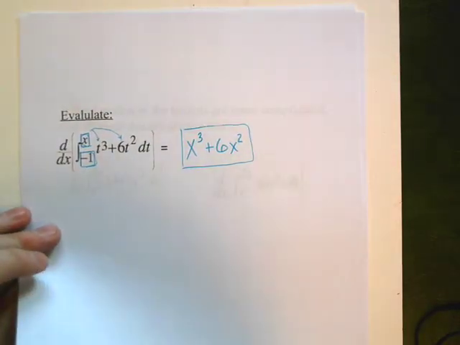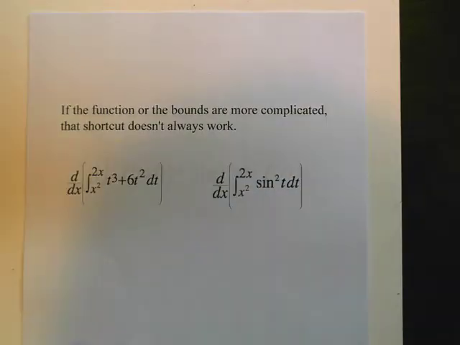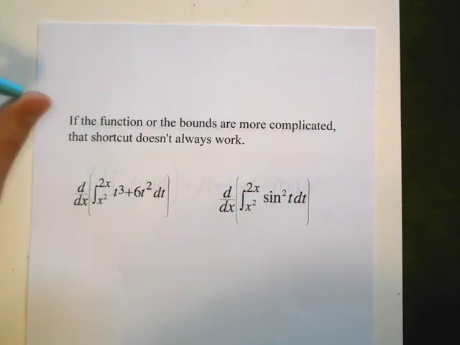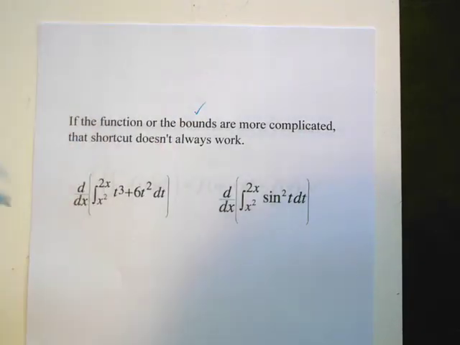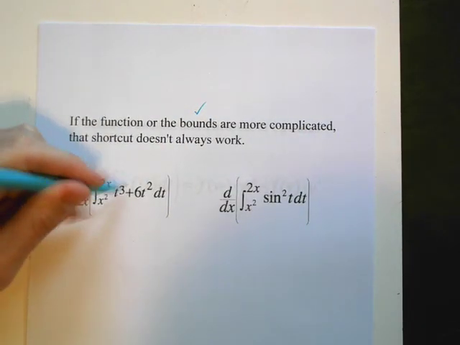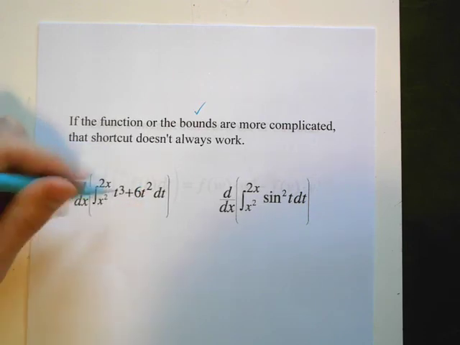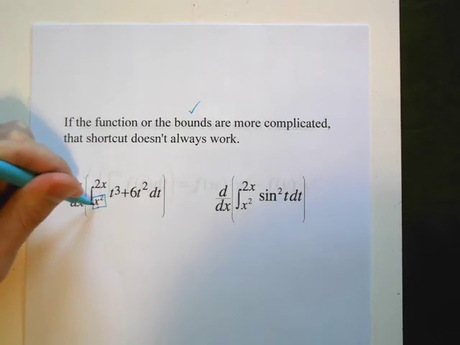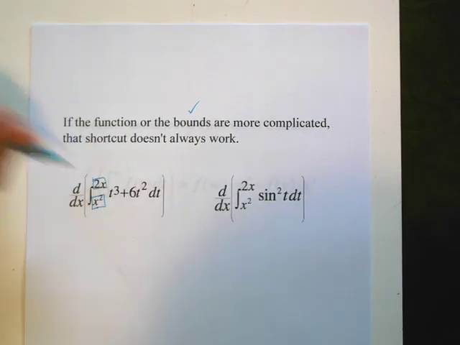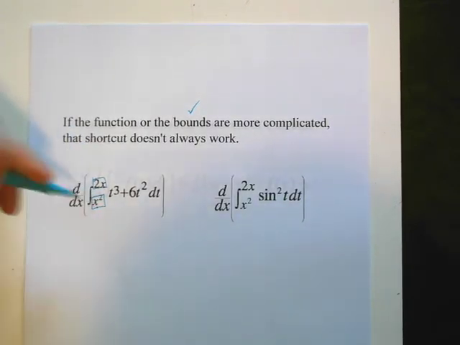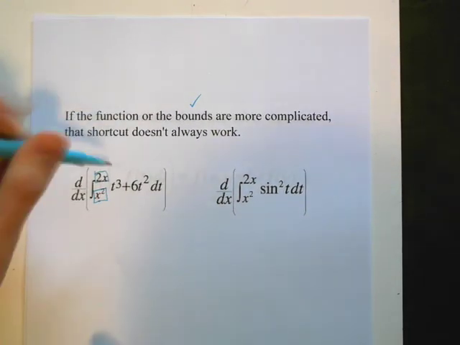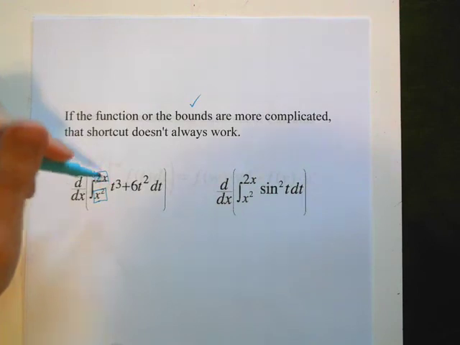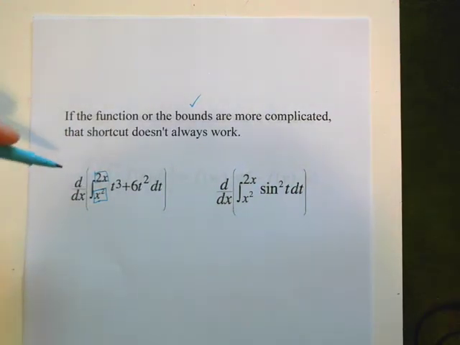The next video after this is going to demonstrate what happens if you see homework assignments where the bounds are more complicated. So in this case, t to the third plus 6t squared, your lower boundary is not a constant, it's x squared. Your upper boundary is 2x. So this is much more complicated than what you saw on my last slide. When this happens, we have to use the second fundamental theorem of calculus.